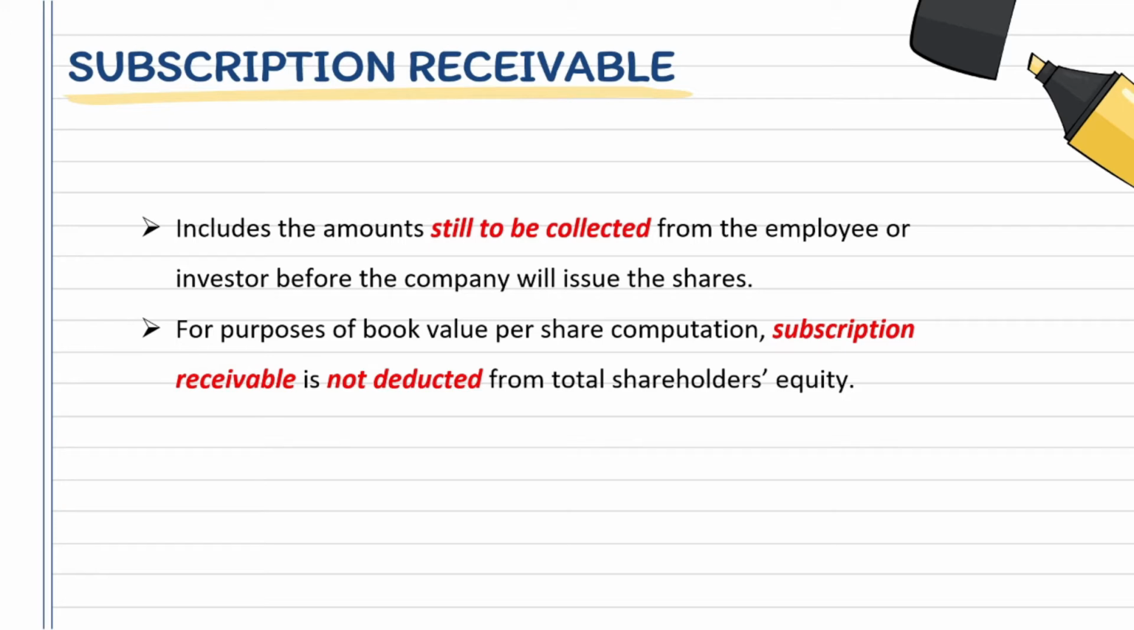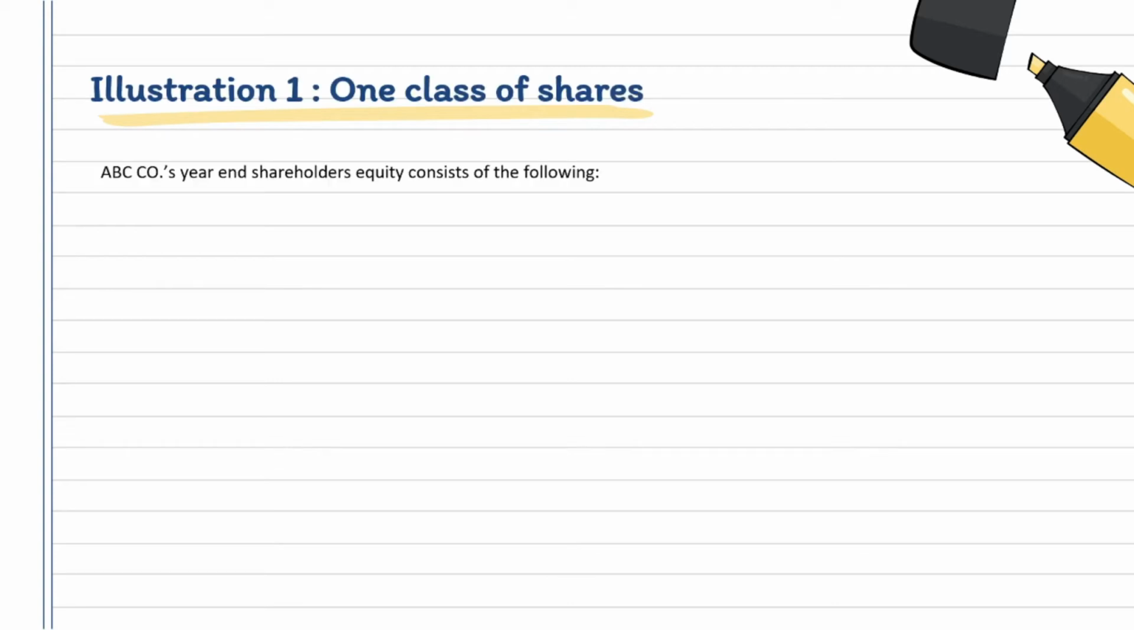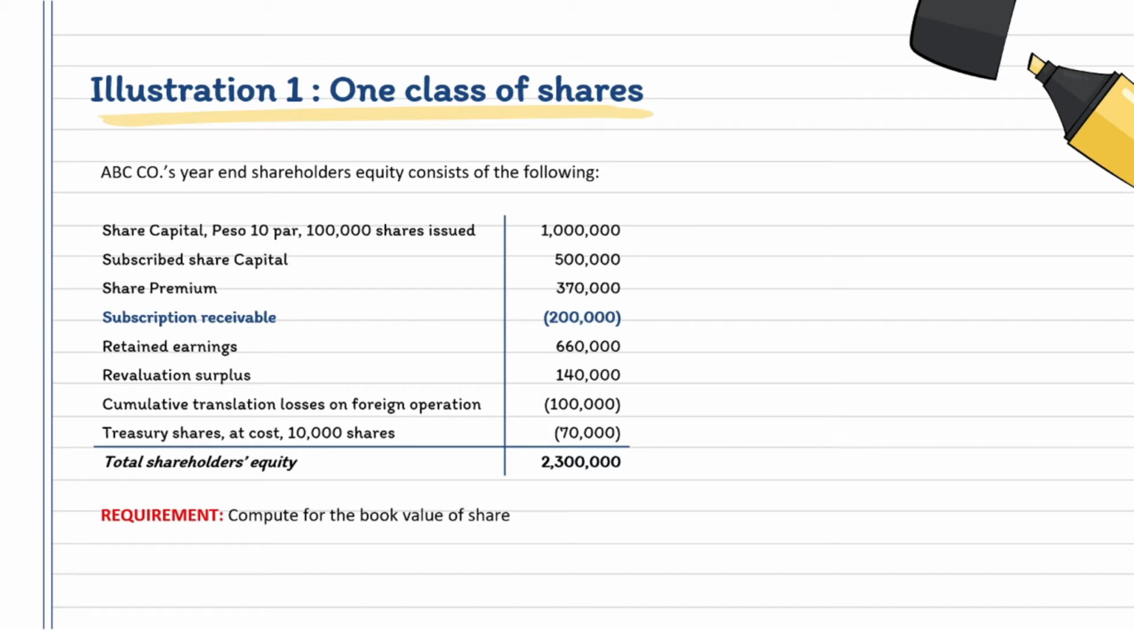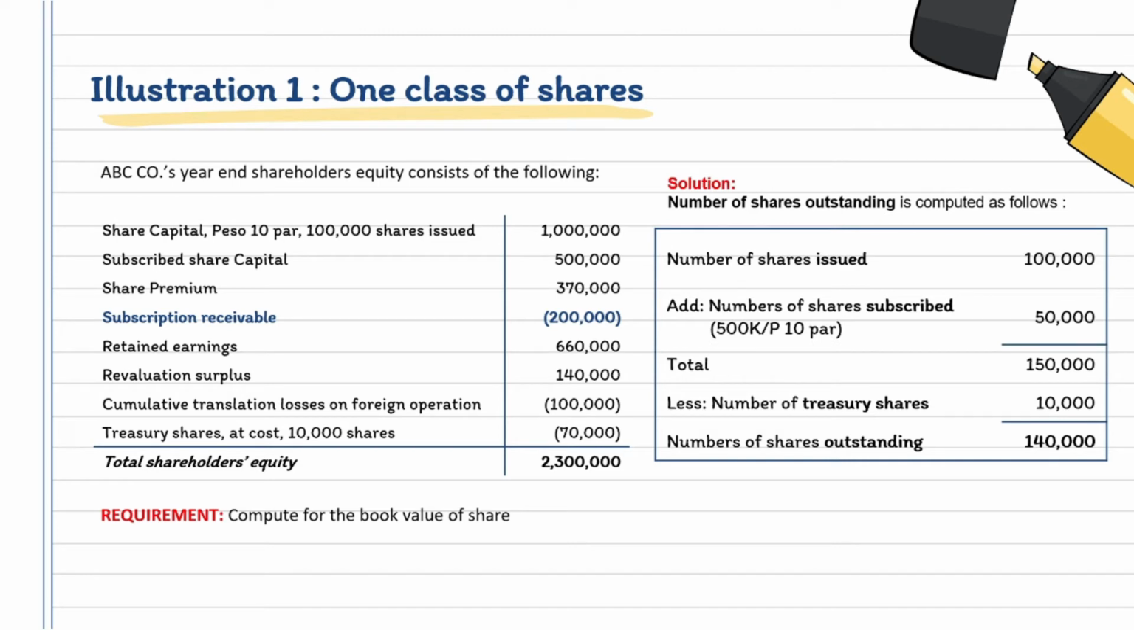So para mas maintindihan nyo yung mga cases na nabanggit natin mula sa simula, let's have illustrative examples. ABC Corp's year-end shareholders' equity consists of the following. So makikita nyo siya sa presentation. Meron siyang total shareholders' equity na 2,300,000. Our requirement will be to compute for the book value per share. So first, let's compute for the number of shares outstanding. Number of shares issued, which is 100k, plus number of shares subscribed, which is 50k. Para makuha yung 50k, we simply divide the 100k subscribed share capital by the 10 pesos par.